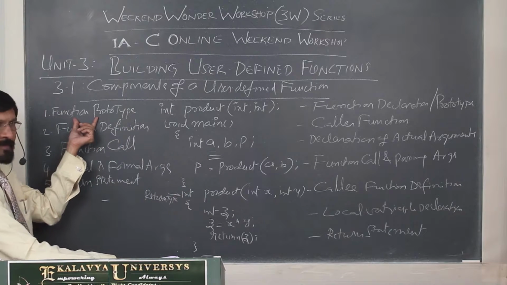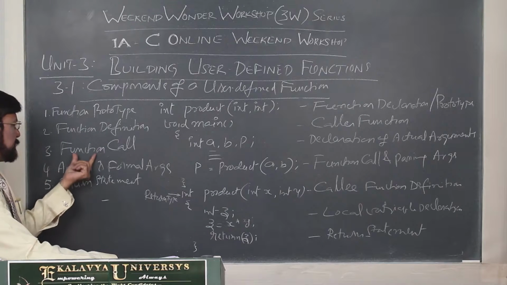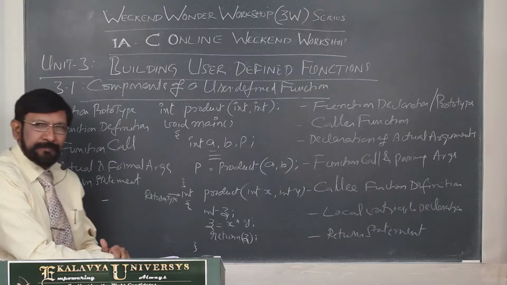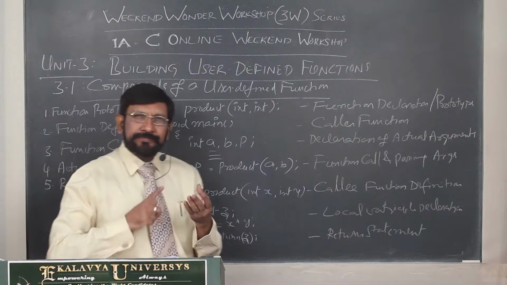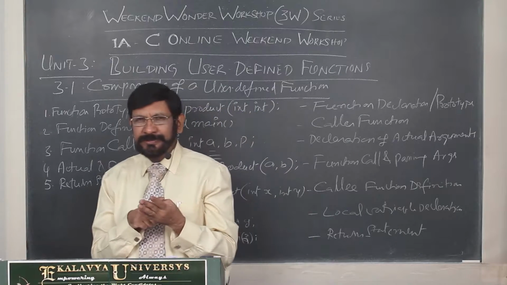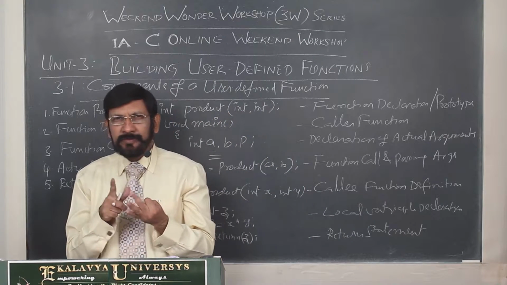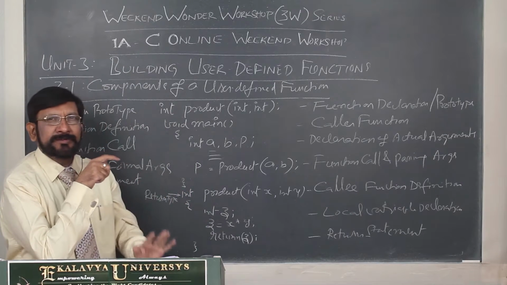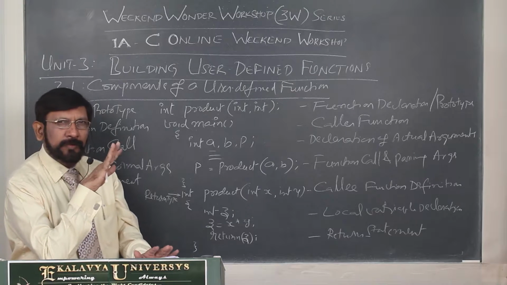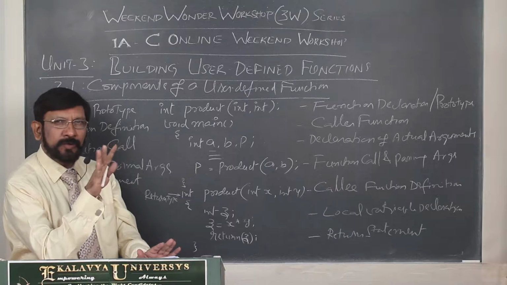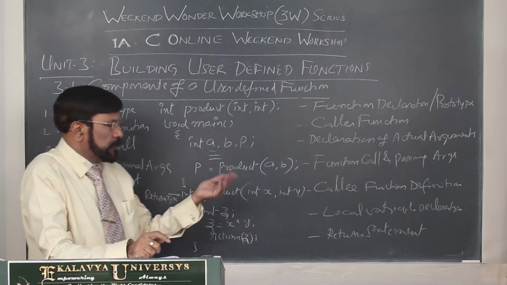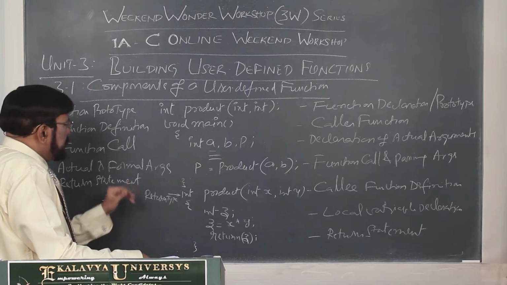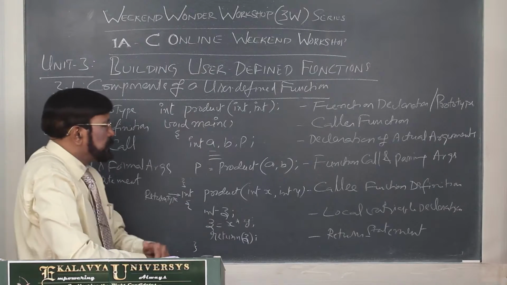First one is a function prototype, function definition, function call, actual and formal arguments, a return statement. Once again, function prototype or declaration, function definition, function call, actual arguments and formal arguments, and return statement. If you know about all these 5 components thoroughly and in turn you practice, then you will be perfect over user defined functions. Now I will explain all these components through this segment of code.